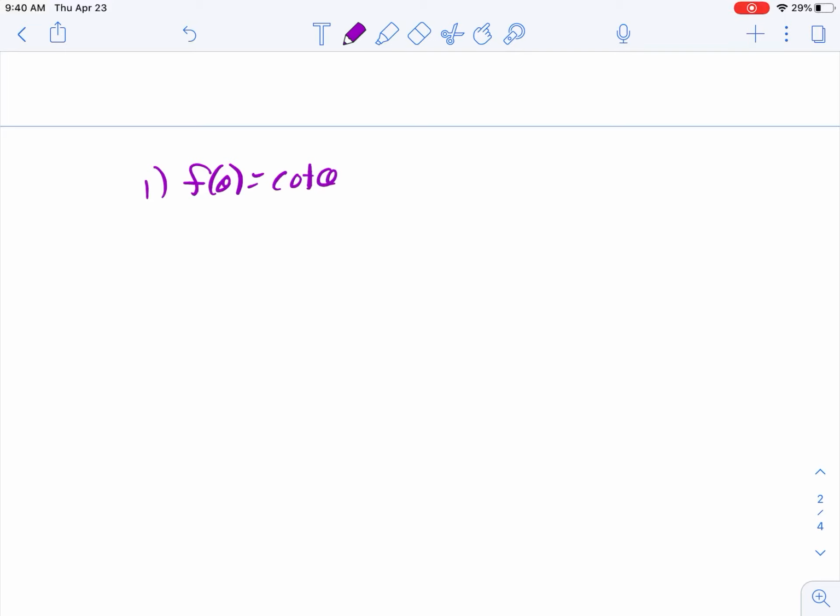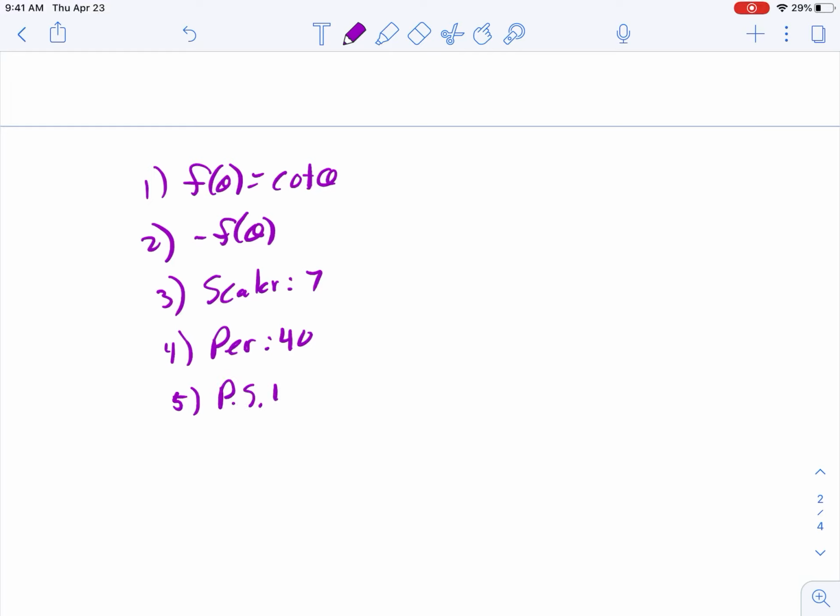So let's say you have f of theta, so my parent graph is cotangent of theta. We'll throw a negative in front. Let's say my scalar is 7, and my period is 40. The phase shift is 10, and say my vertical shift is -7. So again, remember that is your vertex, 10, -7.